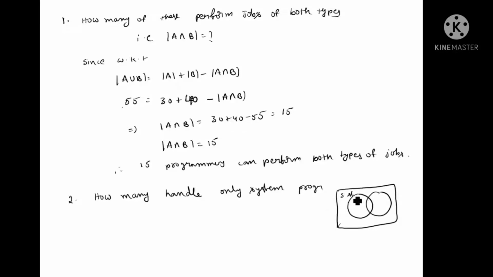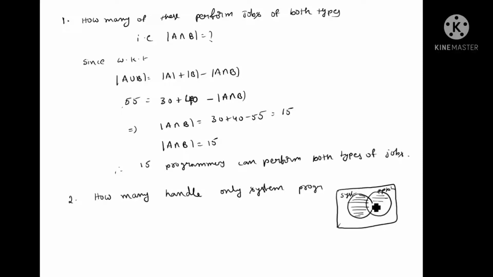Now how many handle only system programming? This is system programming. This is application programming. In the set A, some people can do application programming also. But the question asks how many handle only system programming. Only A we want. Suppose now this is the total, this is A union B.